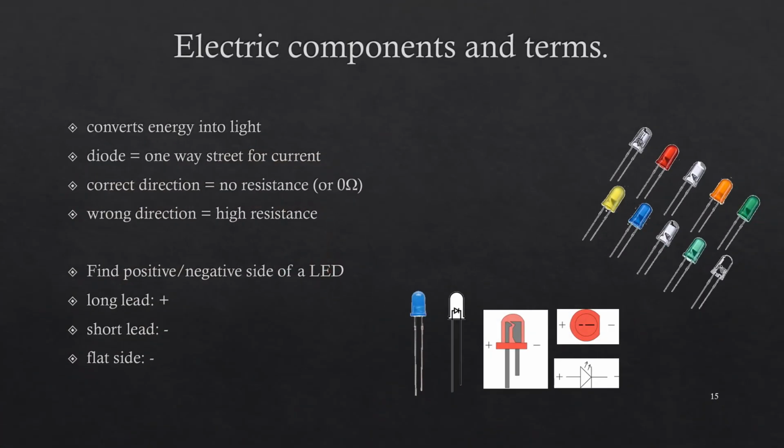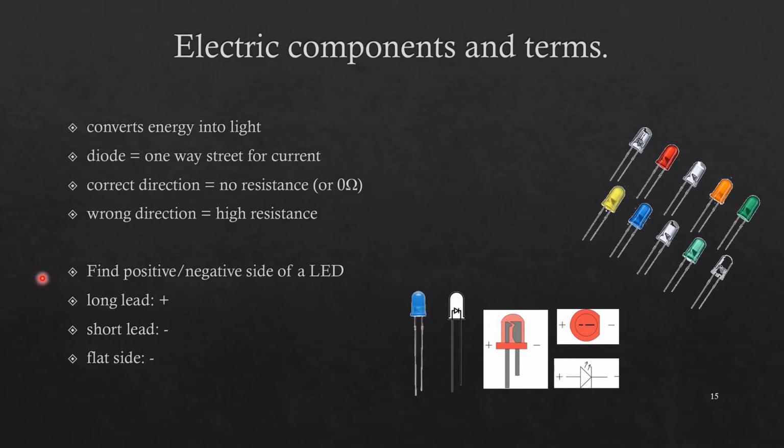Let's take a look at this simple piece of component, which is an LED. What it does is it converts the energy into light. It is considered to be a diode, which is a one-way street for current, meaning you can't use it backwards. If you use it in the correct direction, there is no resistance, or almost no resistance. And if you use it in the wrong direction, it will be of high resistance, and potentially it will blow up.